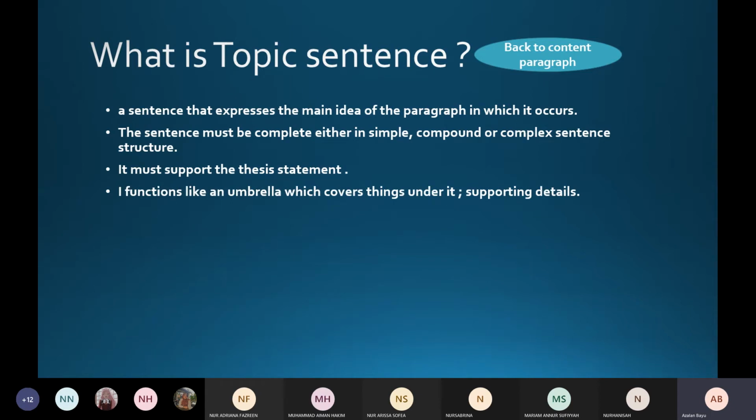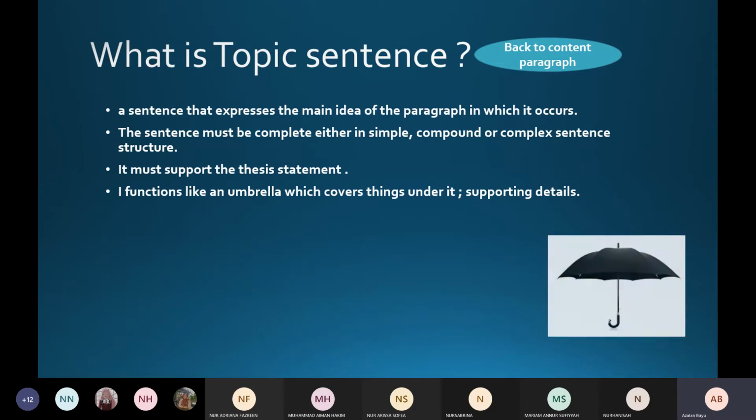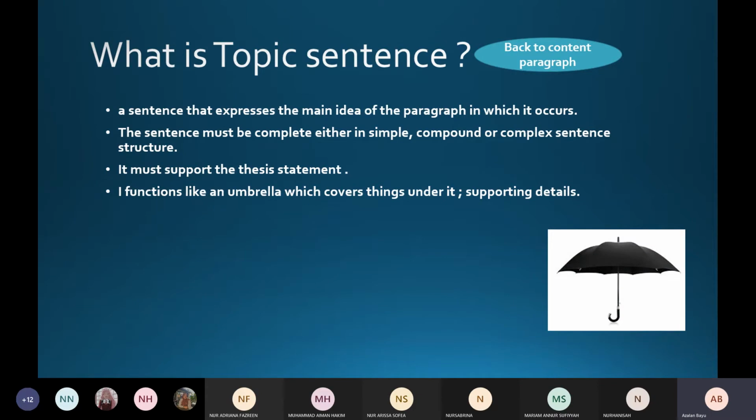It functions like an umbrella, with a cover and things under it, supporting details. Okay, dia macam umbrella, maksudnya umbrella di atas, di bawahnya adalah kita panggil supporting detail. So dia mestilah connected to each other supaya mengelakkan you untuk tulis something irrelevant ataupun out of detail.